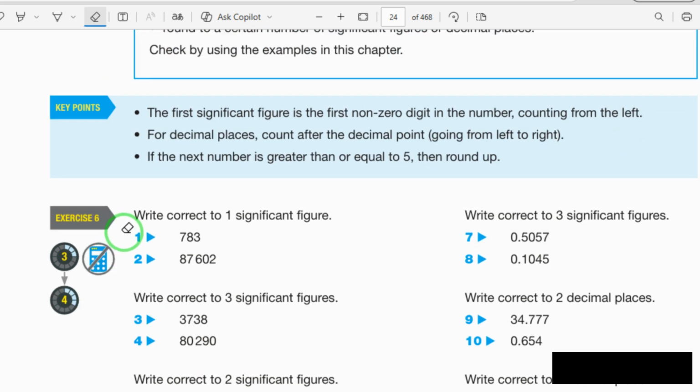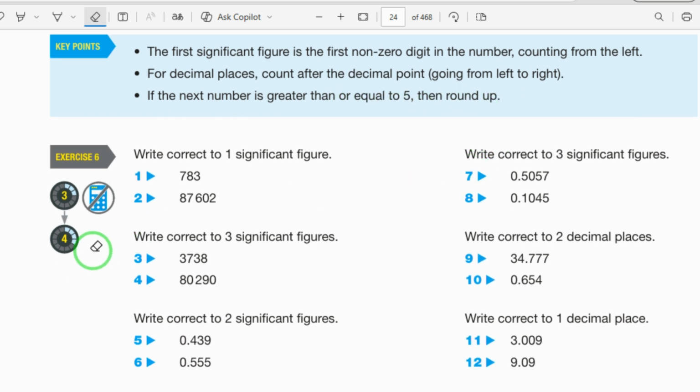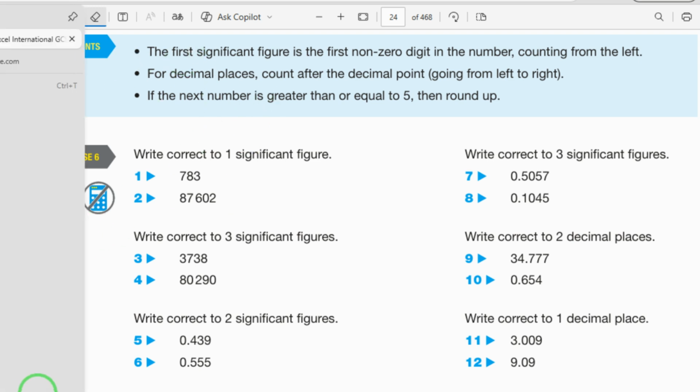Let's get started. Here we have a key point. I should memorize or be careful about these 3 key points. The first significant figure is the first non-zero digit in the number, counting from left to right. For decimal places, count after the decimal point, going from left to right. If the next number is greater than or equal to 5, then round up. So we work through examples and explain all of these 3 key points.